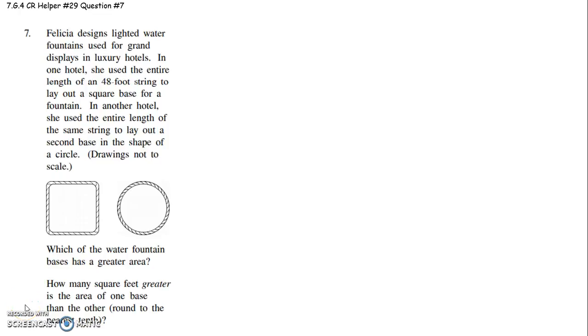Seventh graders, this is to help you with question 7 on CR 29.